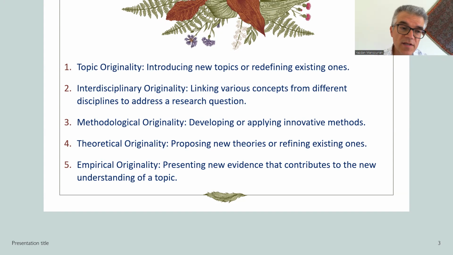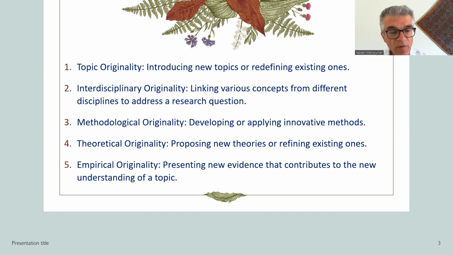The other kind is theoretical originality, when you look at a topic with a new theoretical framework. For example, I mentioned well-being earlier. Then you may look at social well-being with, for example, one of the theoretical frameworks in social science, like social capital or social inclusion. So in that case, you are looking at the same topic with a new theoretical framework.